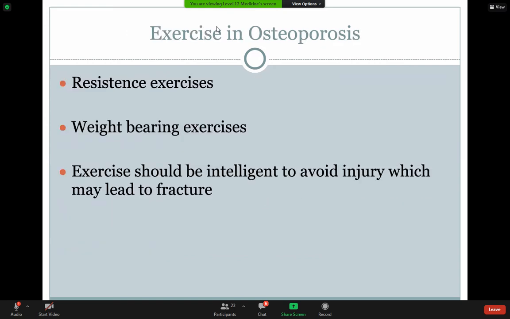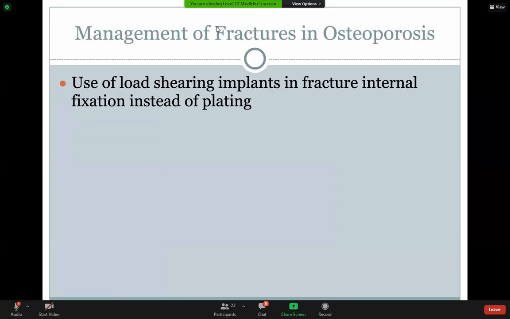So exercise. What about exercise in osteoporosis? Resistance exercises are important. Weight-bearing exercises are important because we need to load the bones. Exercise should be intelligent to avoid injury, which may lead to fracture. Okay, so we have to be careful with exercising patients with osteoporosis.